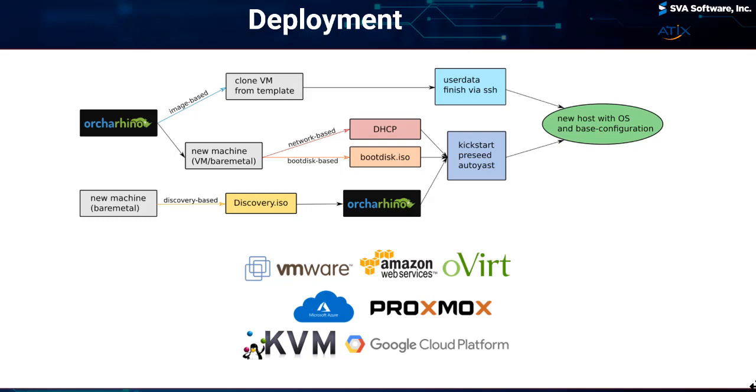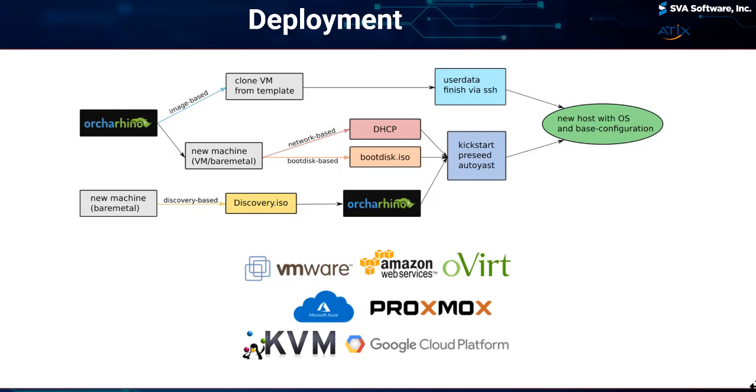But in addition, Orcharhino offers techniques that allow for an unattended installation. You can create bare metal or VM hosts via network-based or boot disk-based provisioning. This is for Linux or Windows machines. Or you can clone a VM from a VM template. Or you can create hosts in the cloud by using the compute resource's provisioning function to create hosts from an existing image.